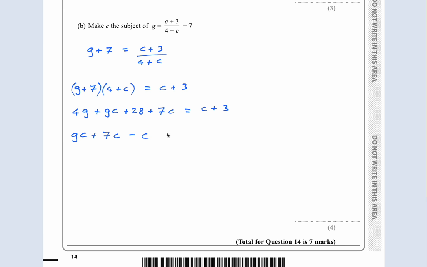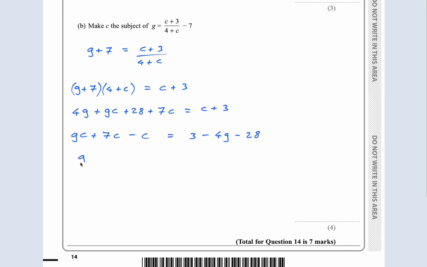And this is equal to anything on the right. Anything that doesn't have a C in it, I'm going to put on the right. So I'm going to have my 3 here, and I'm going to subtract the 4G, so it's 3 minus 4G, and I'm going to subtract 28. So it's minus 28. Okay, now I'll just tidy this up a little bit.